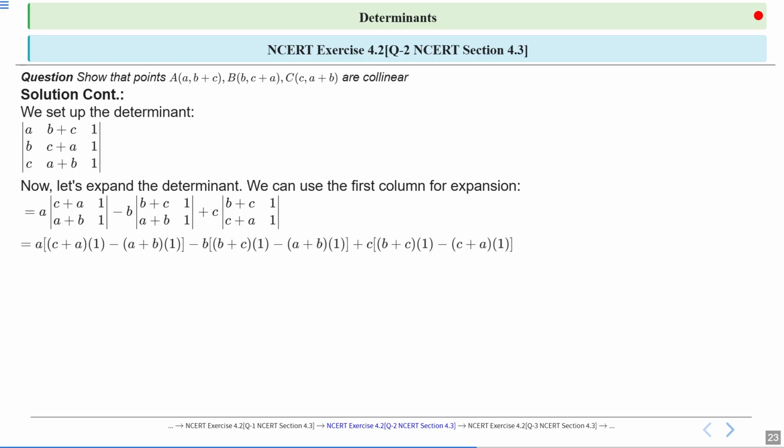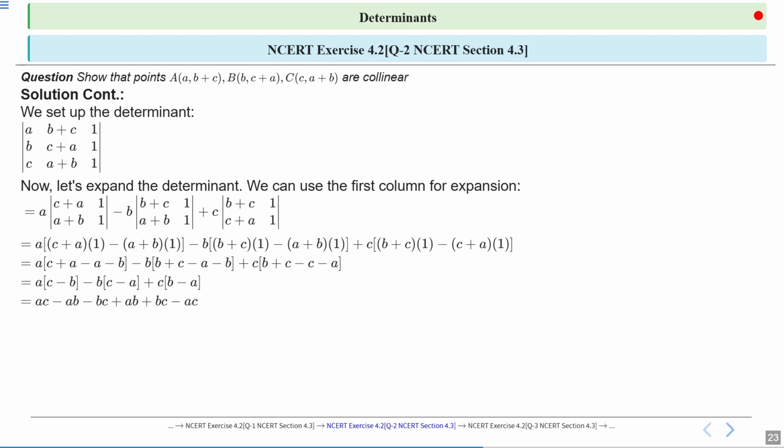Okay. So A into the determinant of the first 2 cross 2 matrix. So just multiply C plus A into 1 minus A plus B into 1. Then minus B, B plus C into 1 minus A plus B into 1, plus C, B plus C into 1 minus C plus A into 1. Just simplify. A, C plus A minus A minus B, minus B, B plus C minus A minus B, plus C, B plus C minus A. So we get A into C minus B, minus B into C minus A, plus C into B minus A.